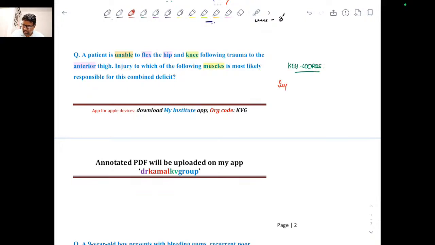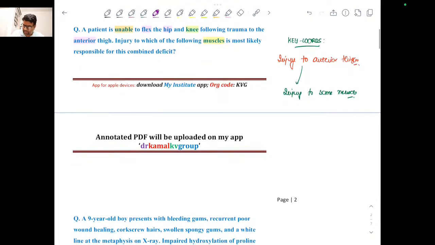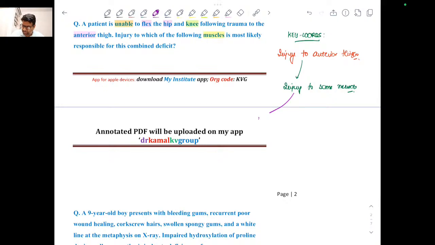There is injury to anterior thigh. Okay. So, there is injury to anterior thigh and there is some injury to some muscle, and because of injury to this muscle the patient can't do flexion of hip and he can't do flexion of knee. So, we have to think of a muscle which is causing flexion of the hip and which is also causing flexion of the knee.